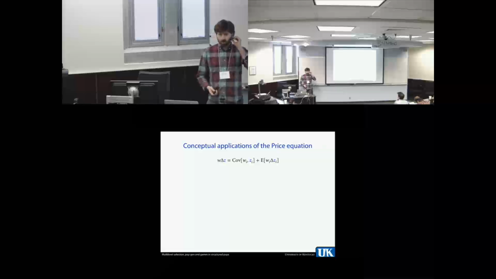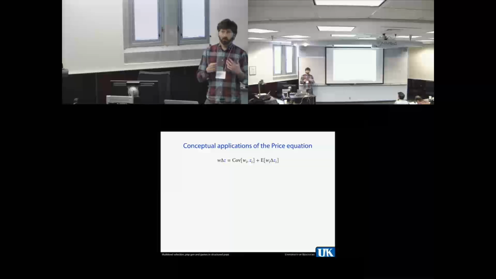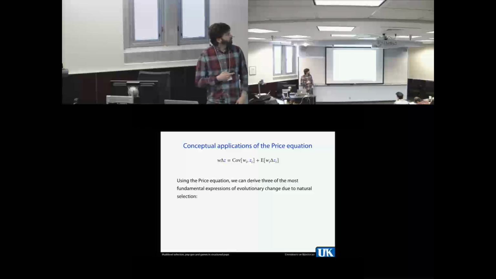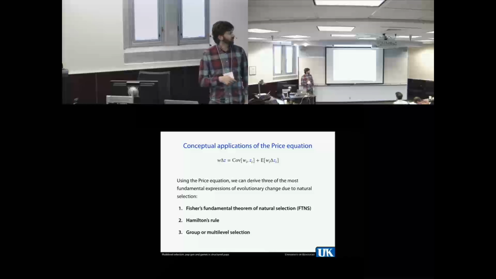So what we'll look at right now are sort of three conceptual applications of the Price equation, three different ways that we can use it to think about how fitness affects, how selection changes the frequency of genes or phenotypes in populations. And those three fundamental things are something called Fisher's fundamental theorem of natural selection. We'll see how we can get that from the Price equation.